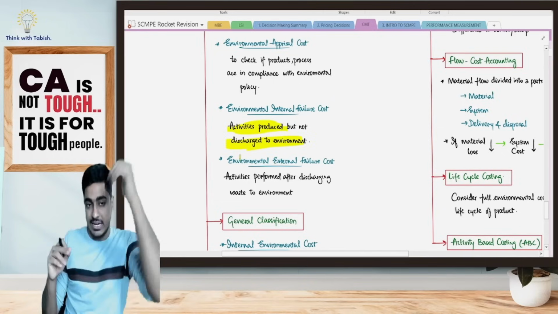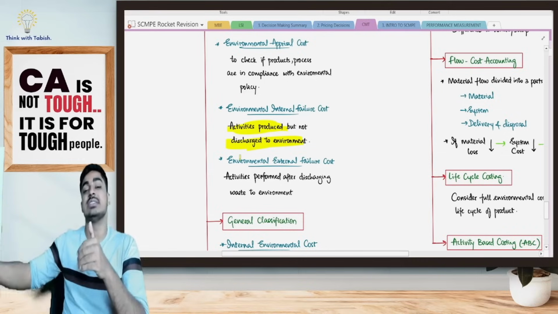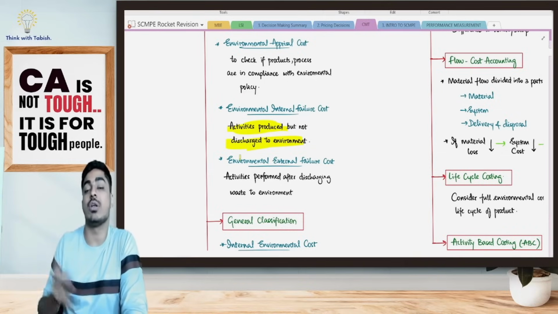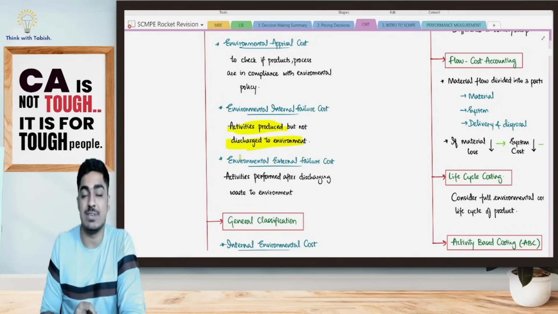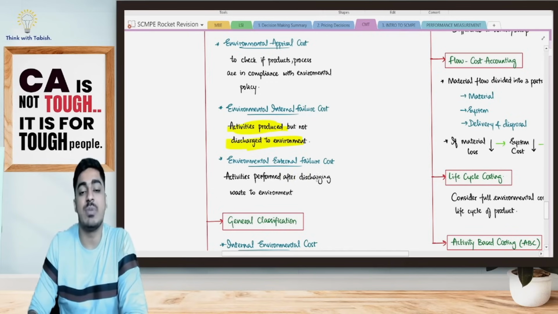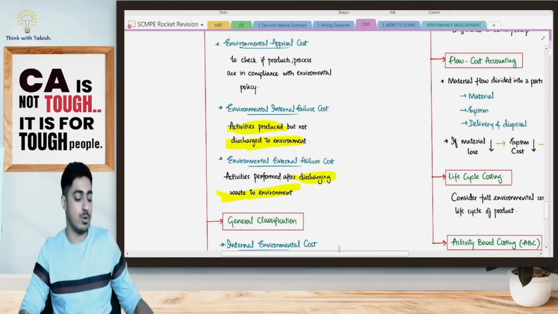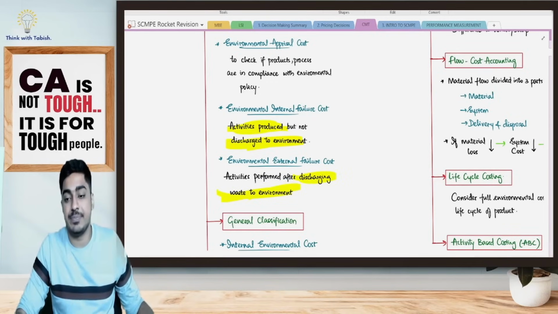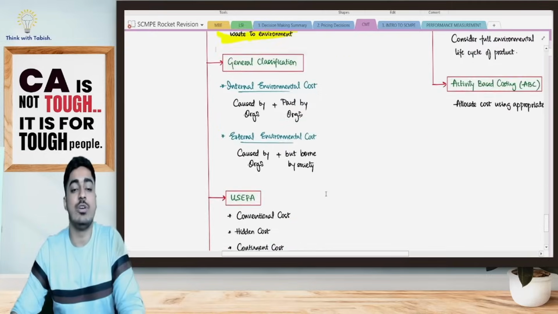External failure means activity is done, harm is done, and again it is discharged to environment also. Later on, government asks you to do some activities. Say, for example, site cleanup, site restoration, etc. Activities performed after discharging the waste to your environment. Is it clear, everyone?